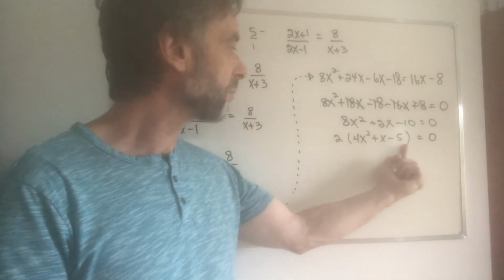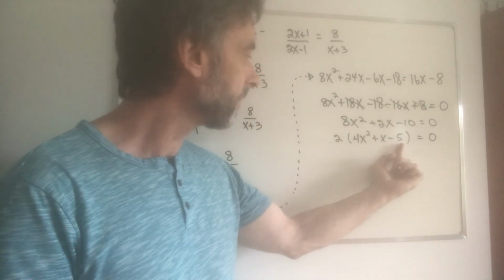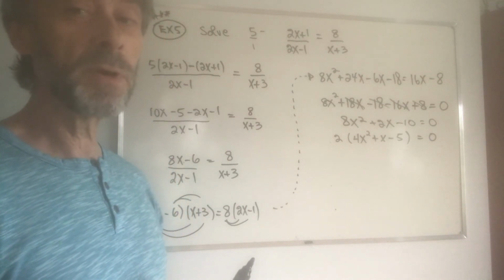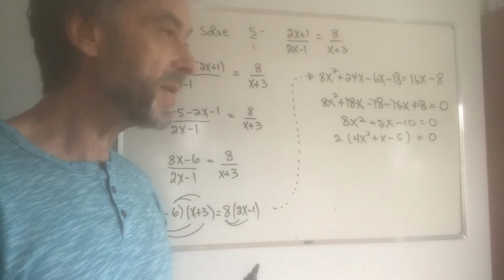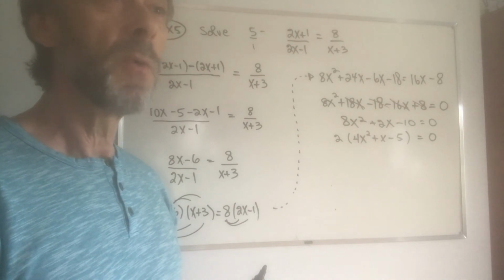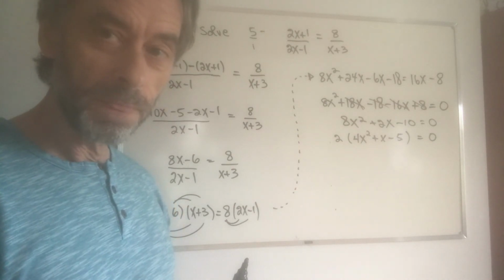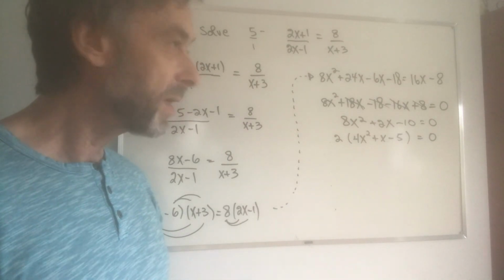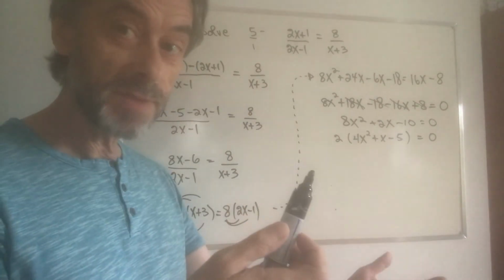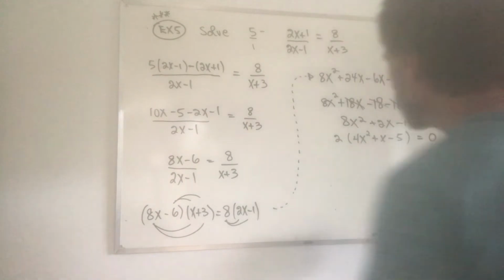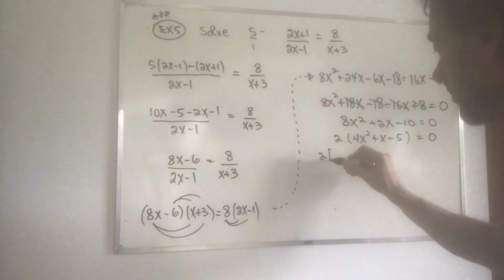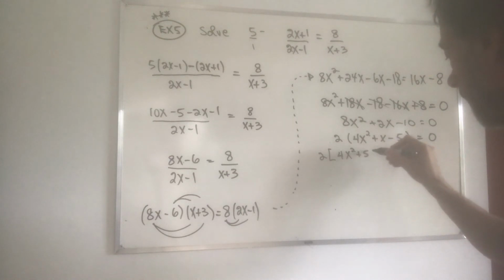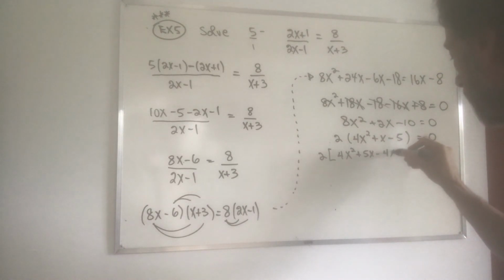Two numbers whose product is minus 20 and whose sum is 1. What about plus 5 and minus 4? 5 times minus 4 is minus 20. 5 minus 4 is 1. That works, right? So plus 5 and minus 4 is going to be the ticket. Plus 5, minus 4.